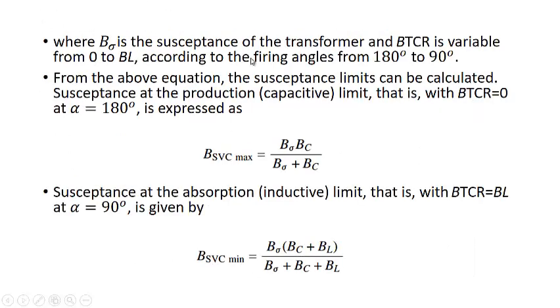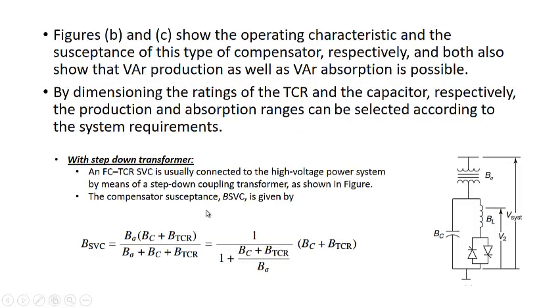So B sigma is the susceptance of a transformer and BTCR is variable from 0 to BL. When firing angle is 180 degree, it will be equal to 0. When firing angle is 90 degree, it will be equal to BL. And these firing angles are measured with respect to the origin of the input voltage. From this equation, the susceptance limits can be calculated. The susceptance at the capacitor limit, when BTCR is equal to 0, will be simply equal to BC B sigma divided by BC plus B sigma.